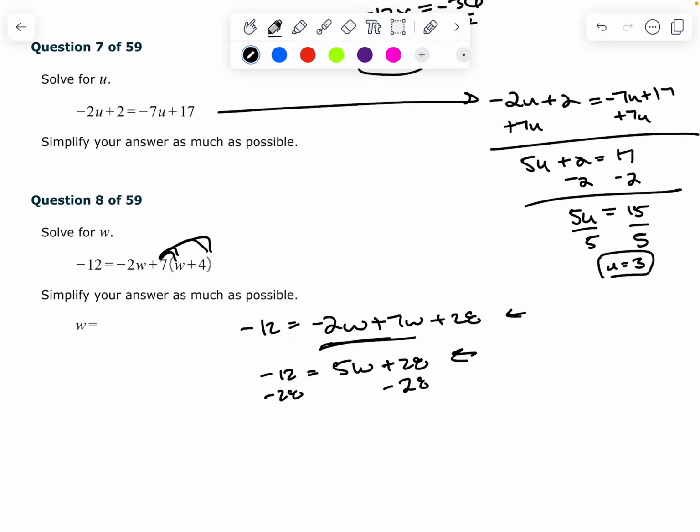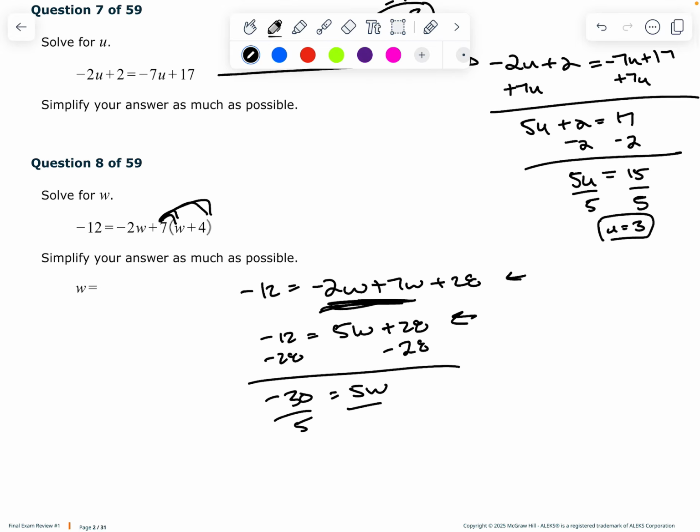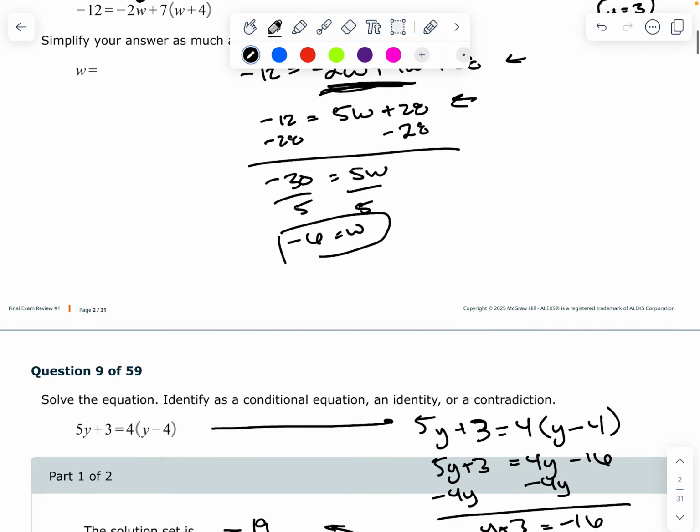Typically, if I just added something, so here, those just made a 5w, I'm probably not going to move that 5w. Subtracting 28 gives me negative 30 equals 5w. Divide by 5 on both sides, and I get negative 6 equals w. That's my answer. Again, if I wanted to check this, I could go back to the original problem and sub in a negative 6 everywhere there's w.